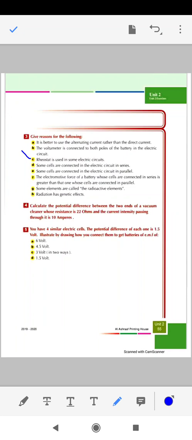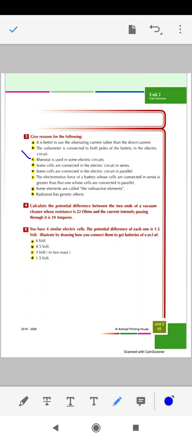The electromotive force of a battery whose cells are connected in series is greater than one whose cells are connected in parallel. I'll say because in series the rule is E battery equals N times E1, but in parallel E battery equals E1. In series I take the summation E1 plus E2 plus E3, whereas in parallel I take the value of one cell only.